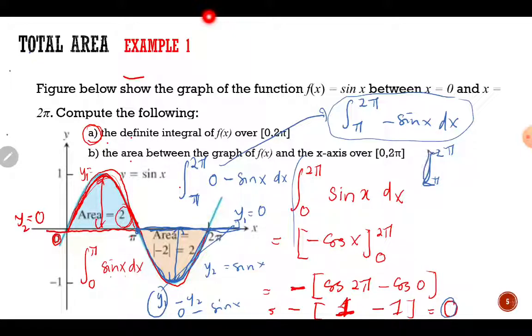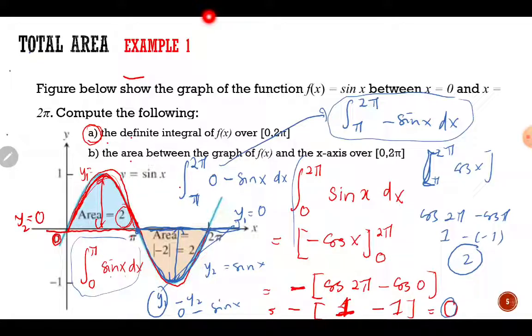If you integrate negative sin x from pi to 2 pi, you will get cos x here. So you substitute cos 2 pi minus cos pi. Cos 2 pi is 1, cos pi is negative 1. So you will get 2 here. The other one, if you integrate, you try, you will also get 2. So that's why the total area you get is 4.